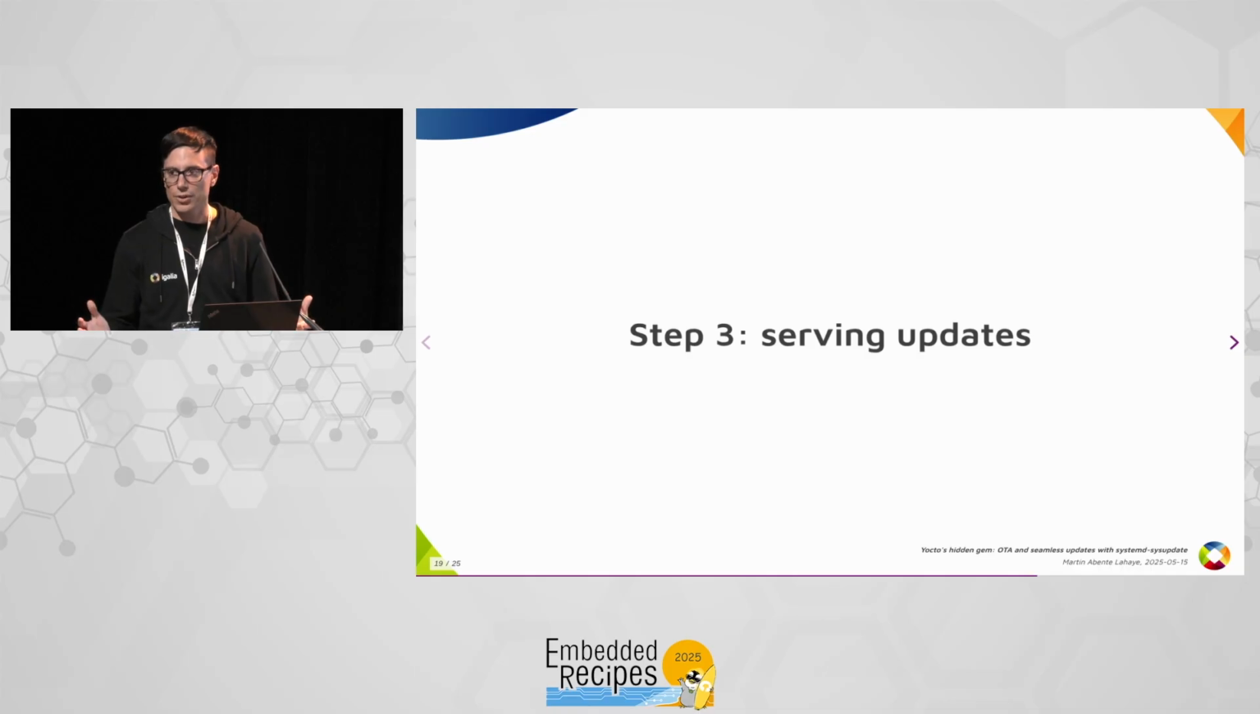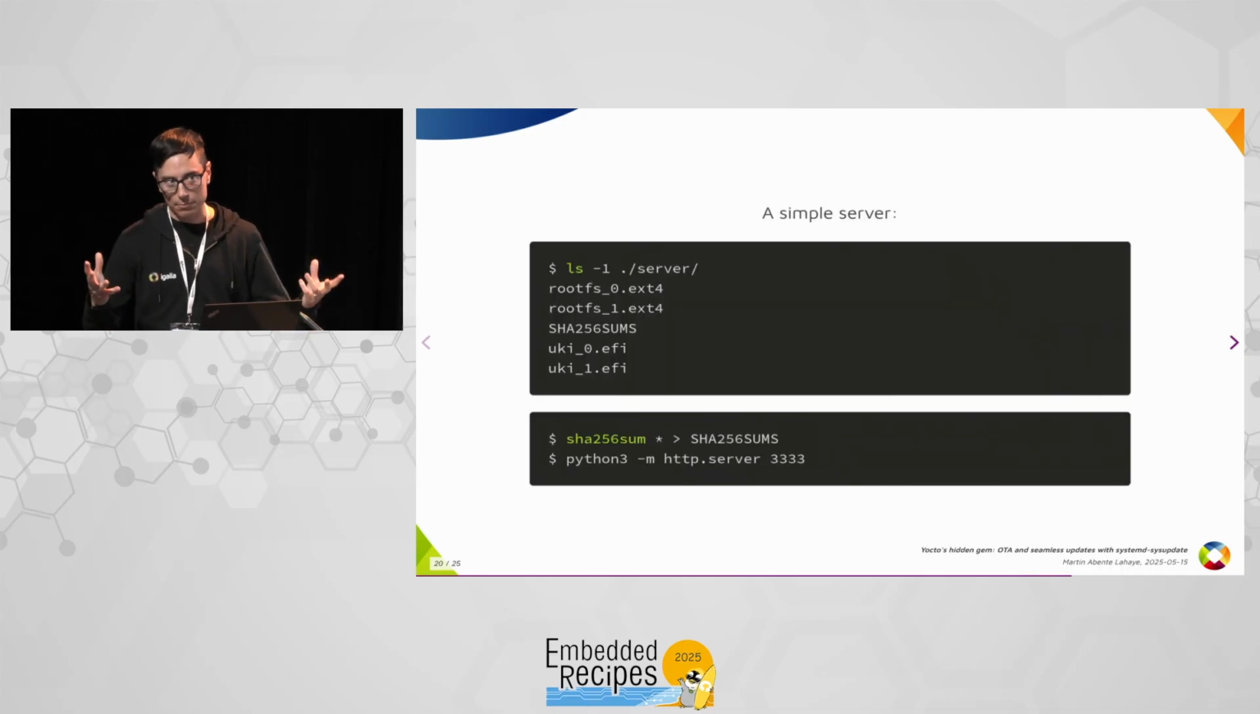And of course, how do we serve these updates? Like I said, it can be just a web server, and this is the most simplistic example possible. So we see here the contents. These are the different versions of the rootfs and the different versions of the UKI, and the SHA-256 sums file basically acts as a manifest to tell sysupdate what is available. And then you can serve this with your preferred web server, which in my case, I'm super lazy and this is just a demo, so I'm just using Python.